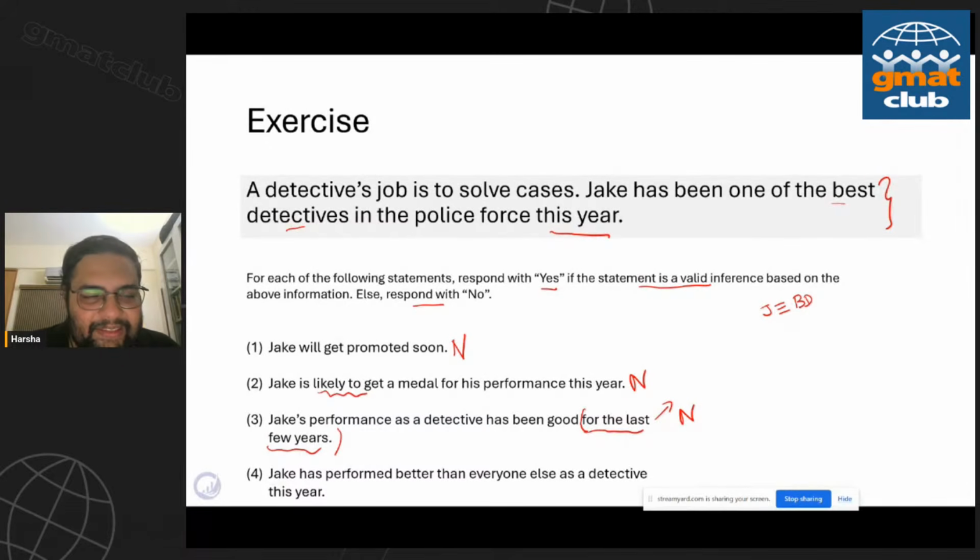And choice 4 is very interesting. It's what I like to call, you're really going for a very strong inference which may not work.